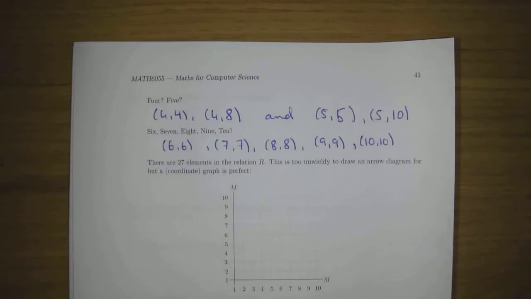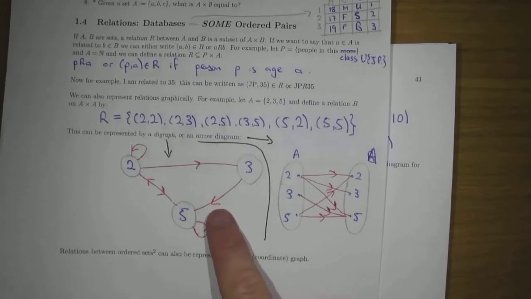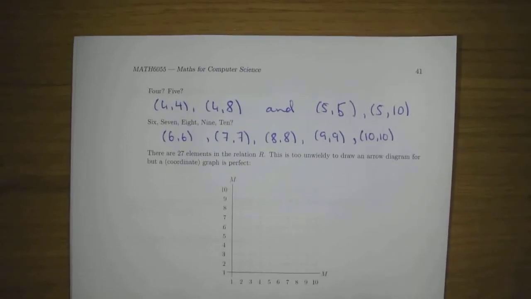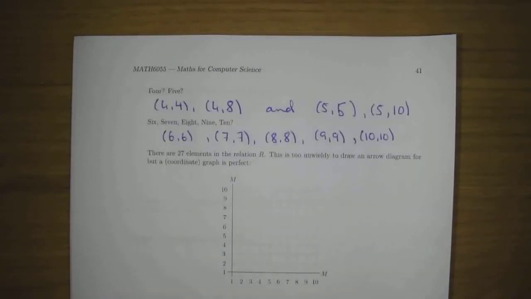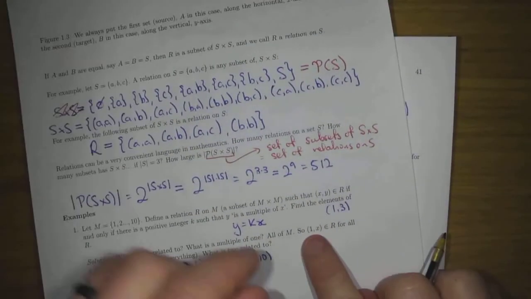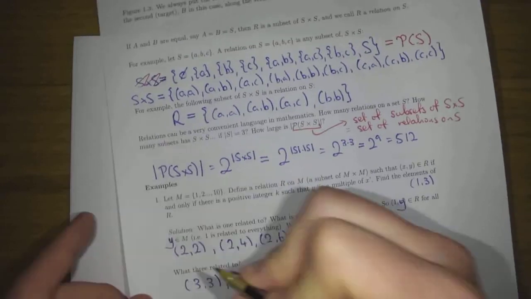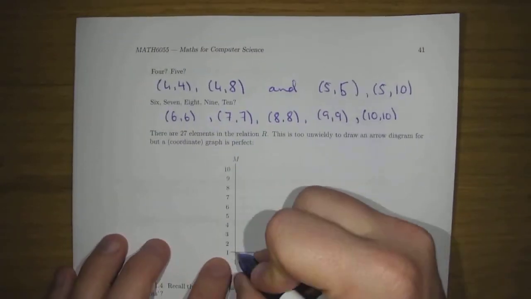You definitely couldn't draw an arrow diagram here. It would just be a nightmare. I mean, look at this. It'd be horrible. Might be possible, but actually this is an example where the coordinate graph is perfect. So we have 1 is related to 1, so we have 1 along the x, and 1 is related to everything. I'm just going to change this because it's probably a bit confusing with 1x. It should be 1y for all y. Okay, so we have 1 is related to 1, so draw that point.